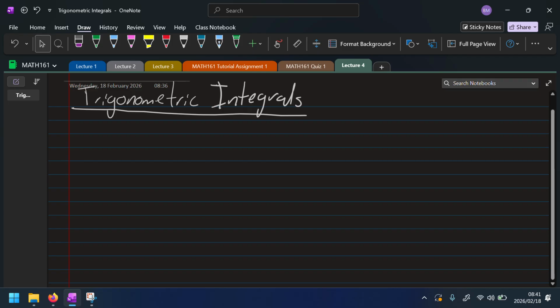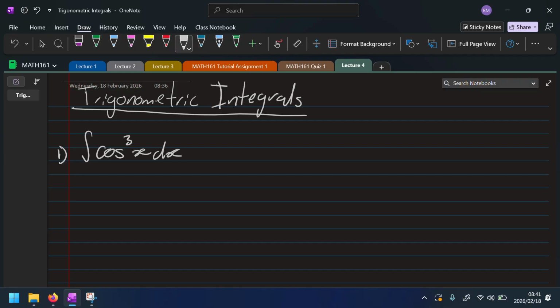So we'll start off with a very simple example, just to get the idea of how to solve these. And then there are 4 rules that we need to learn. There's just 4 things that we need to know, and then that will cover all of the different cases. So let's start off with example 1. We have the integral of cos cubed x dx.